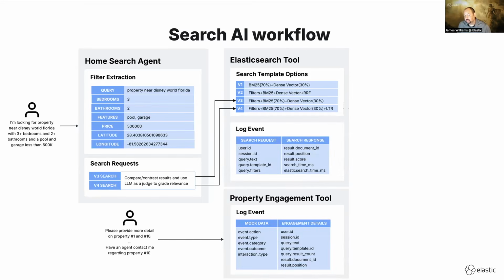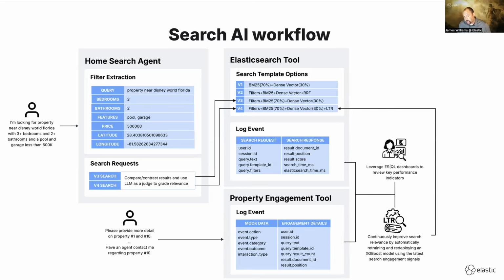Now, the auto-tune piece needs engagement data and search activity data. So what we created is an event schema that's got the attributes that matter for a search, and the attributes that matter for system engagement. So if a user says, hey, I'm interested in properties number 1 and 10, have an agent contact me, we're going to log that event. We're going to use that information to retrain an LTR model. And we're also going to build ESQL dashboards that give us insight into key performance indicators like click-through rate.